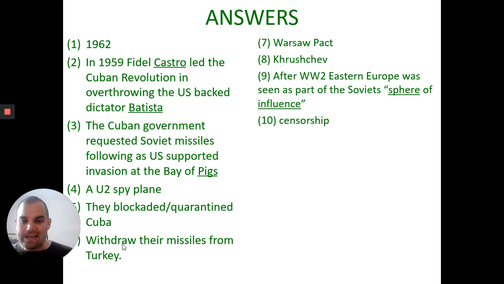The deal that then ended the Cuban Missile Crisis was the Soviets agreed to withdraw their missiles from Cuba in exchange for the US withdrawing their missiles from Turkey. Okay, so that's the key agreement that ended the crisis.